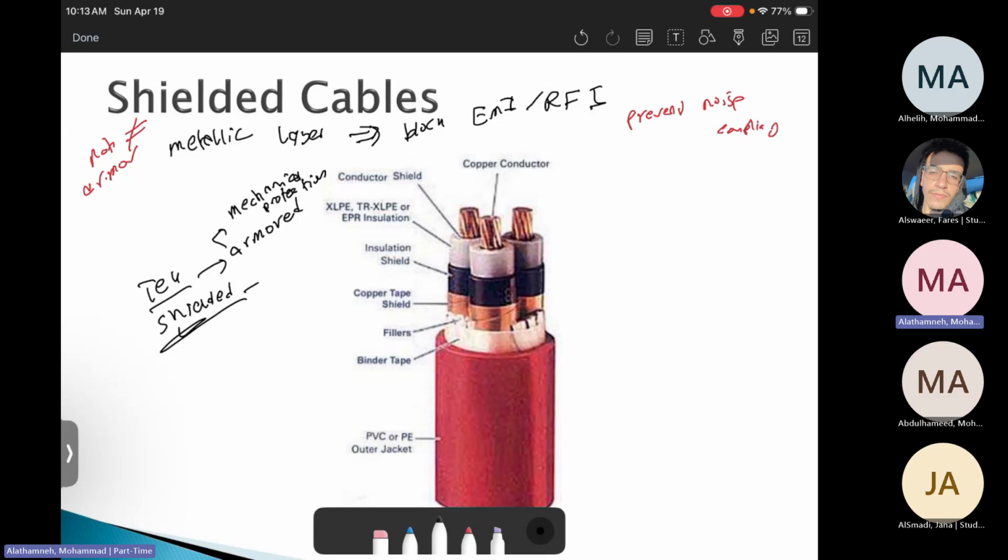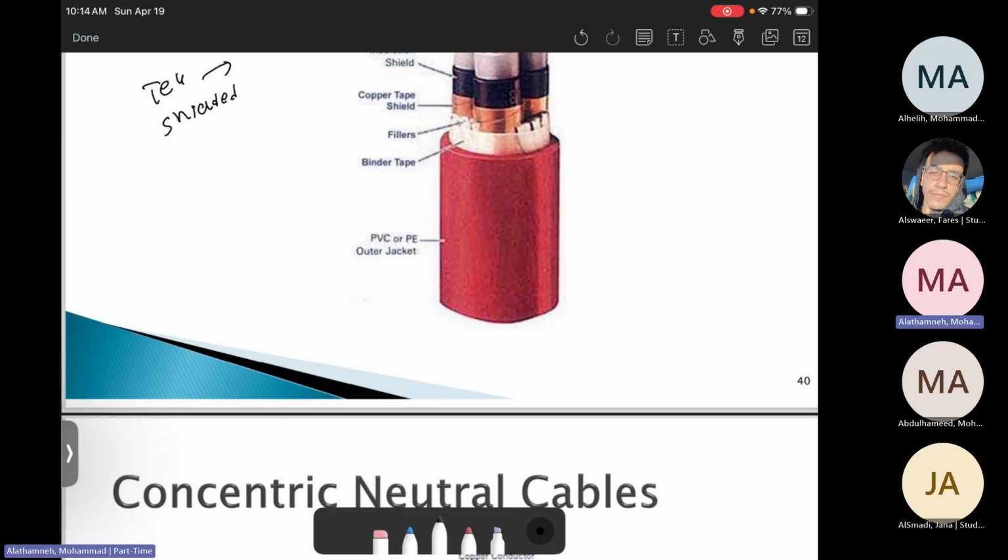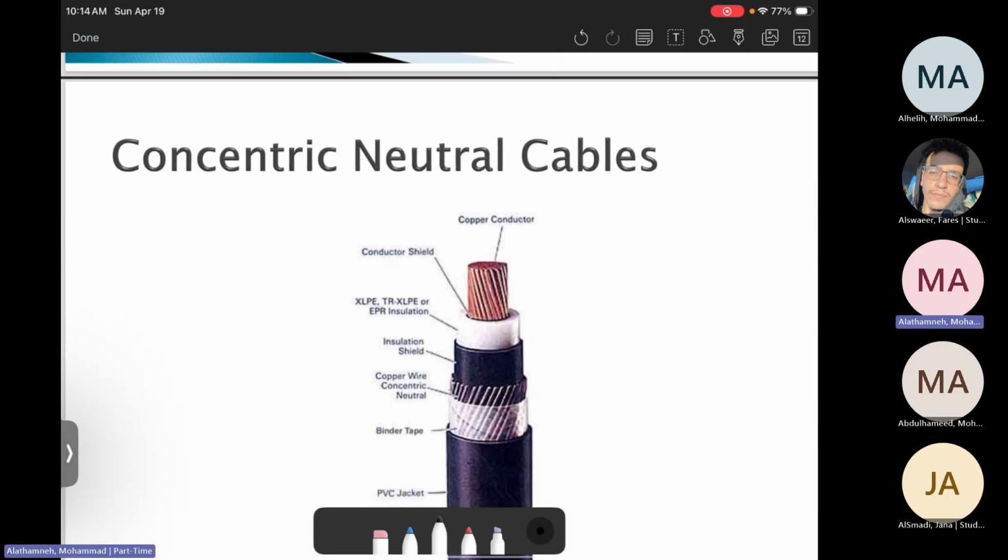And the next one is shielded, which is not armored, but there is a shield on it, and that shield will provide the electrical strength. So if you need to make sure that we have electrical strength, let's use the thick. If you need electrical strength, use the shielded one or the thick one in case you have a harsh environment. Then the next one, concentric neutral cable.